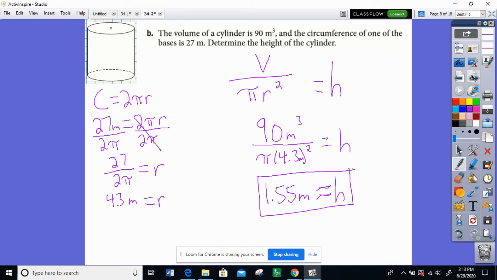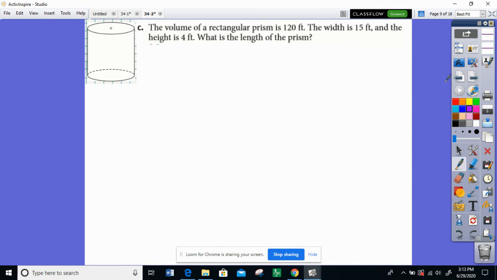All right, one last example. The volume of a rectangular prism. So we need to ditch this picture, sorry. The volume of a rectangular prism is 120 cubic feet. The width is 15 feet and the height is 4 feet. What is the length of the prism?